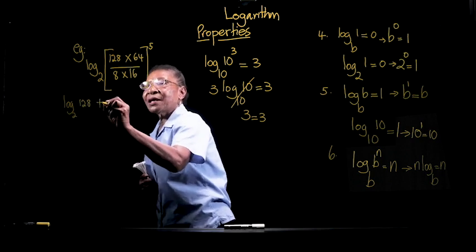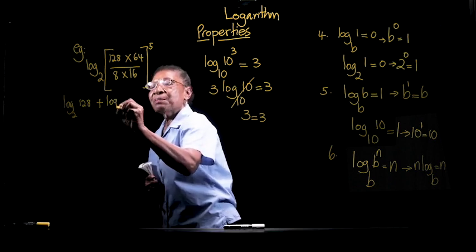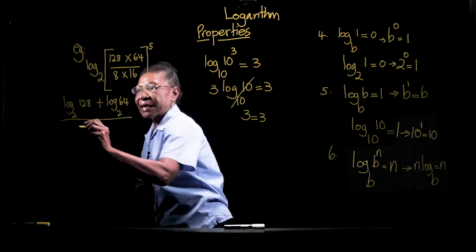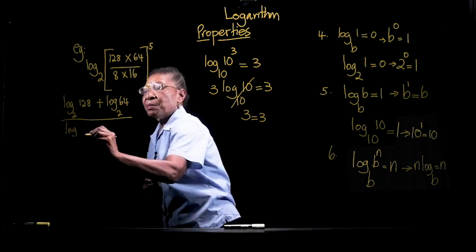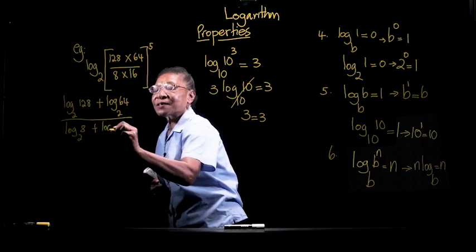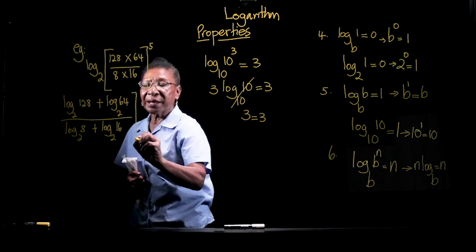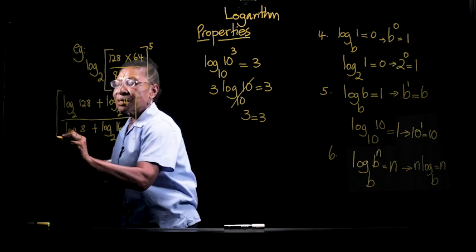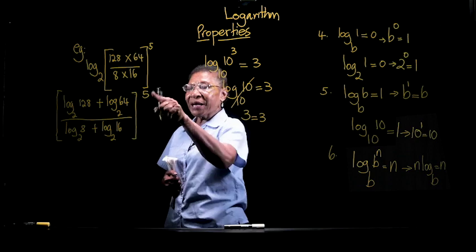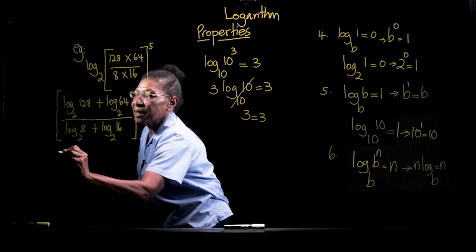When that is done, we would have log base 2 of 128. Multiplication becomes addition, and we have log base 2 of 64, all divided by log base 2 of 8, adding that onto log base 2 of 16. Note, it is still in the brackets, and it is raised to the power of 5. Simplifying that, we then have the power as the coefficient and put it outside the brackets, and that would give us 5.